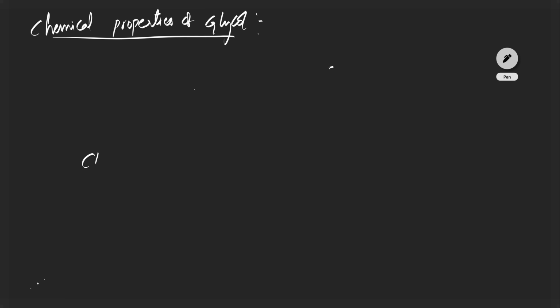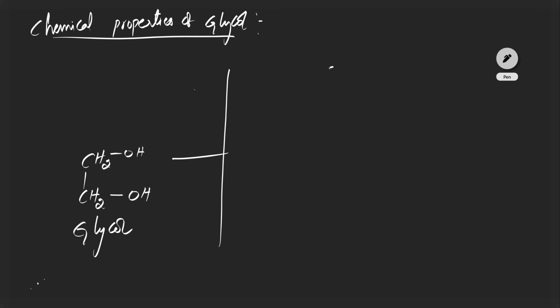What is the formula of glycol? CH2OH and then CH2OH. So is it monohydric or dihydric alcohol? What is the meaning of monohydric and dihydric alcohol? If one hydroxyl group is present on the molecule, it is called monohydric. If two hydroxyl groups are present in a compound, that is called dihydric. So this one is glycol. We are seeing the chemical properties of glycol.